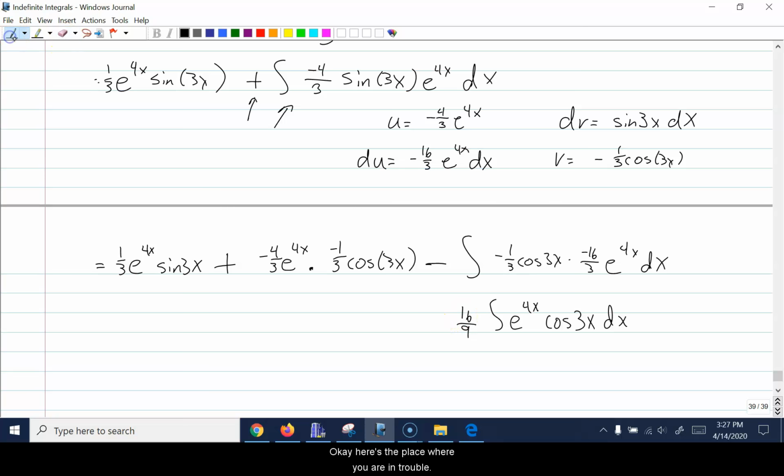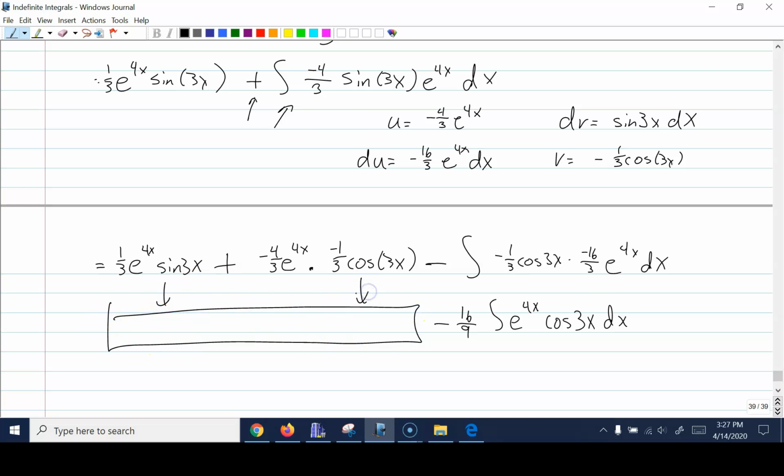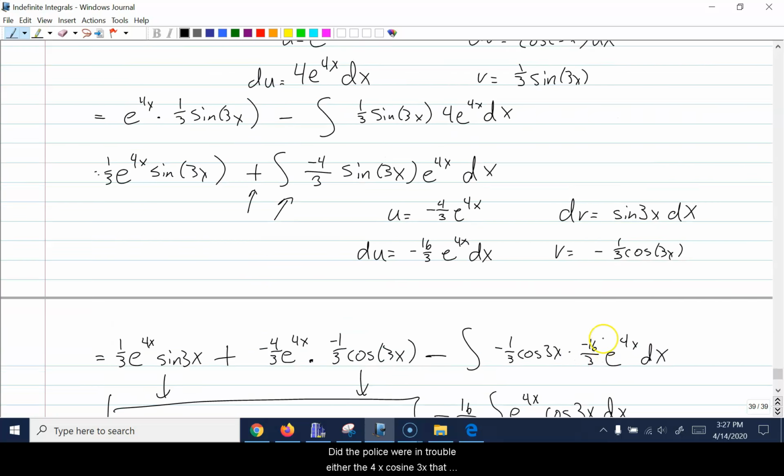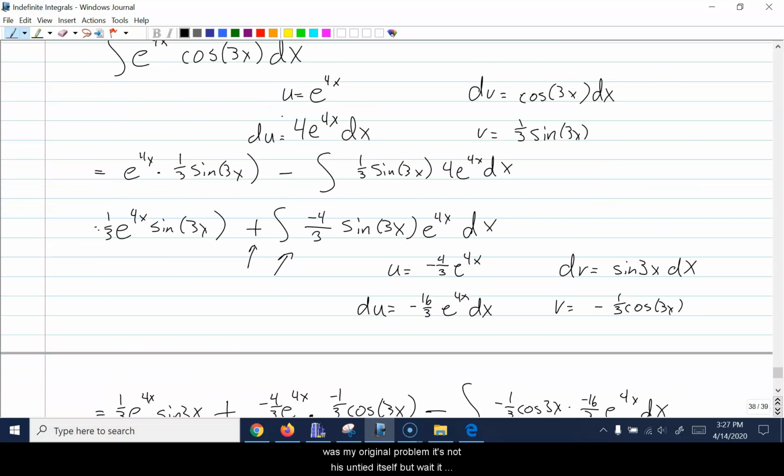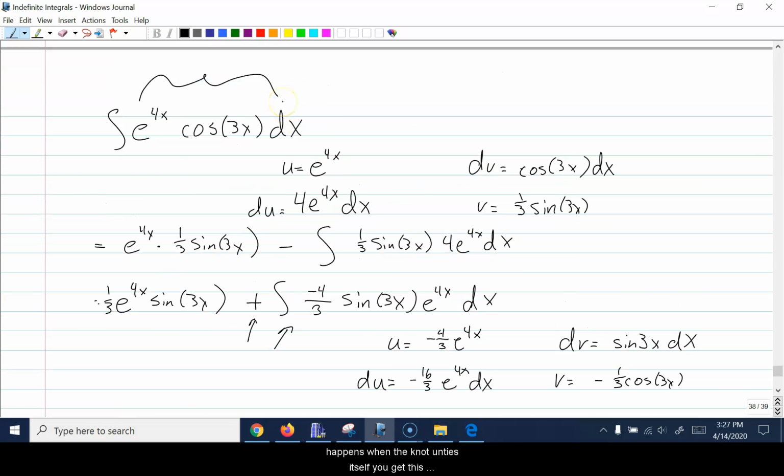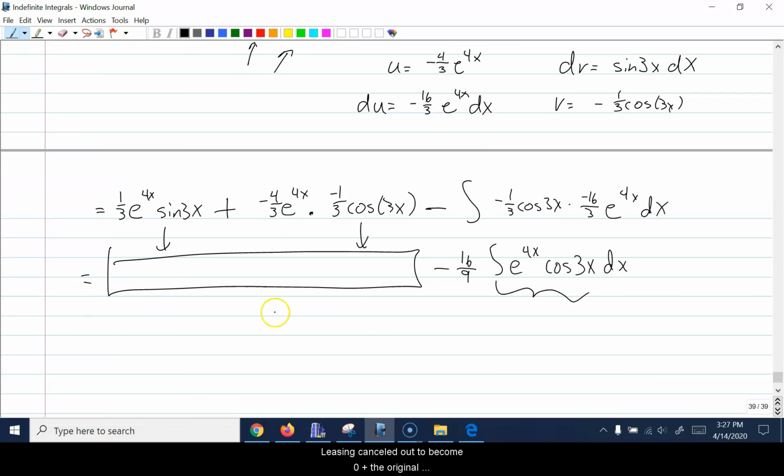Here's the place where we're in trouble. So I'm not going to copy those down just now. Here's the place where we're in trouble, e to the 4x cosine 3x. That was my original problem. This knot has untied itself. But wait, it hasn't. When the knot unties itself, you get this integral equals, these things canceled out to become 0 plus the original integral. You end up with an equation, the original integral equals the original integral, which is not helpful. We're ending up with the original integral equals something that's not 0, or sure doesn't seem likely that this messy thing is all 0.